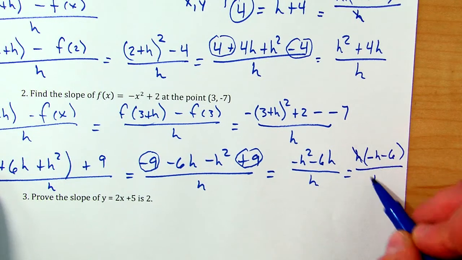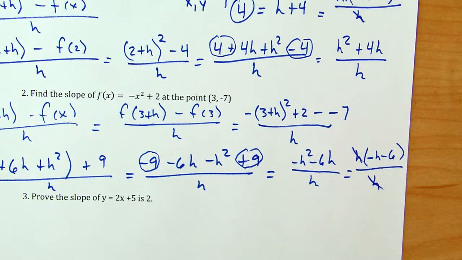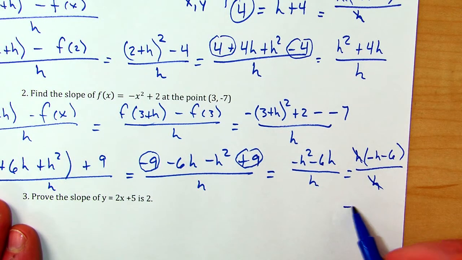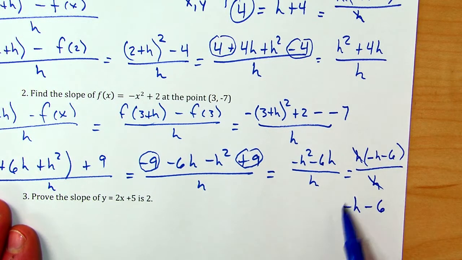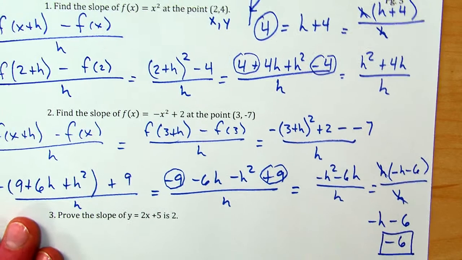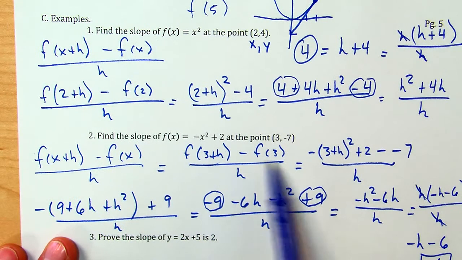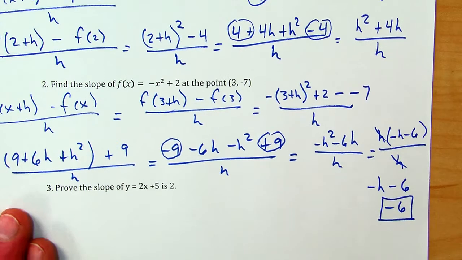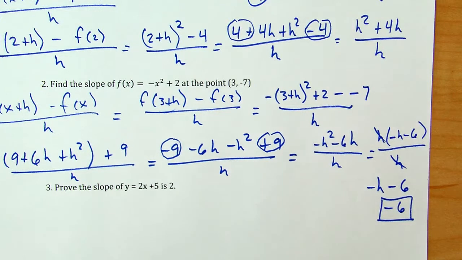This is the part where the limit is used. If I want to write it right below, I have negative h minus 6, like that. Use the limit as h approaches 0, so the slope at that point should be negative 6. So if I graphed this equation right here, went over to the point 3, the slope at that point should be negative 6.